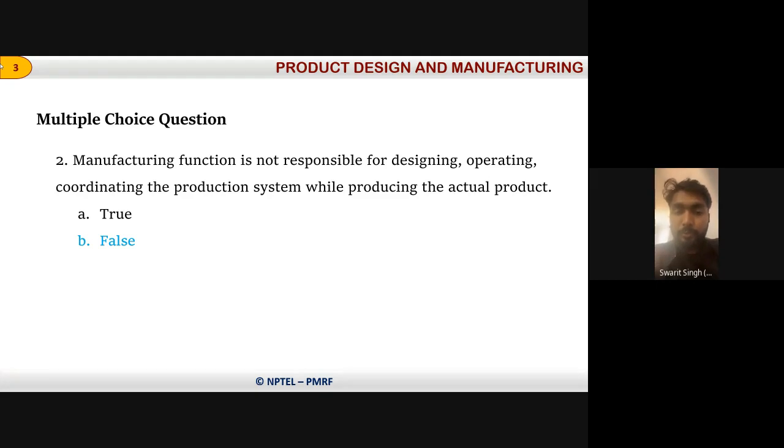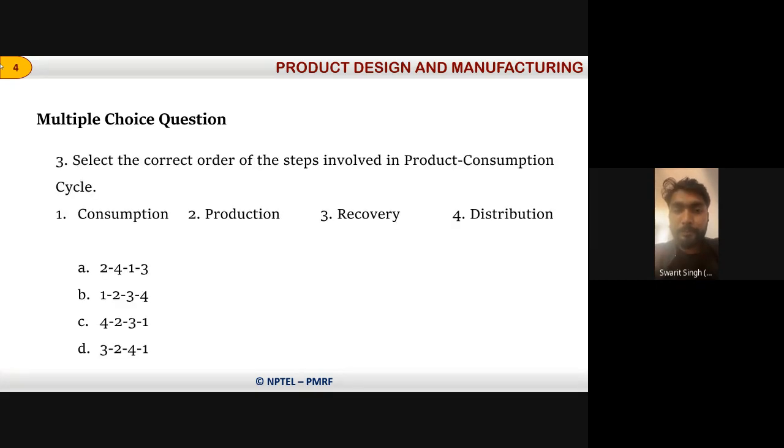Okay, moving to the third question. This is a very interesting type of question. It says select the correct order of the steps involved in the production consumption cycle. We just discussed the production consumption cycle, so I hope the answer will be correct from all of you this time.